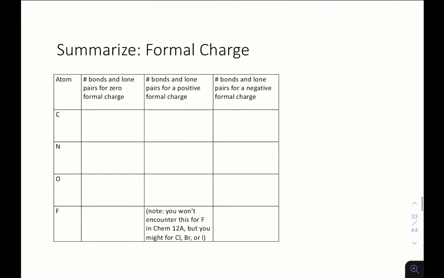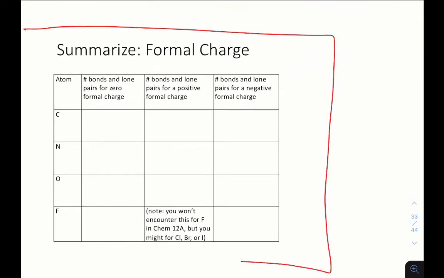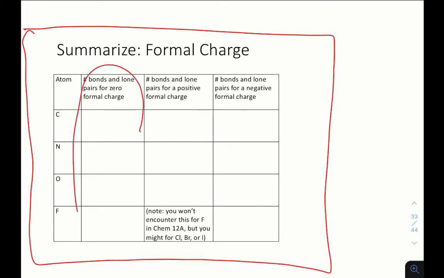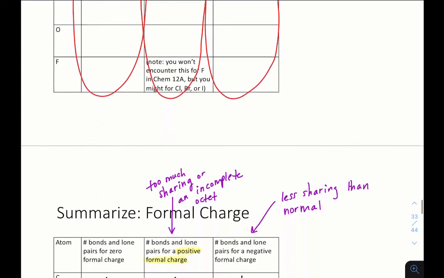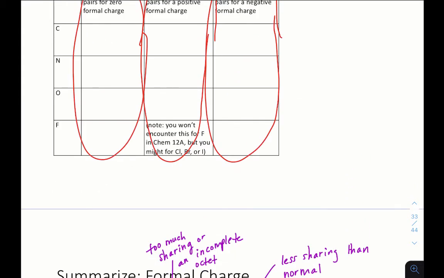Let's summarize. I actually suggest you fill this chart in on your own. So the number of bonds and lone pairs for zero formal charge, that's from the table we did earlier. And then what might you encounter for a positive formal charge? What might you encounter for a negative formal charge? So at a minimum, pause and think. And I'm going to switch to the answers pretty quickly here. Last chance.